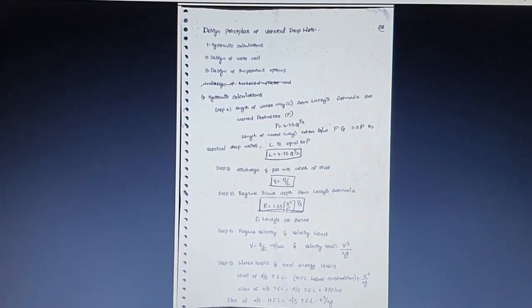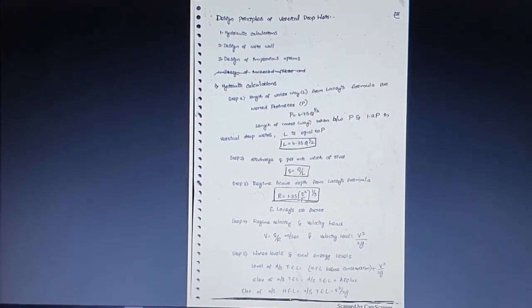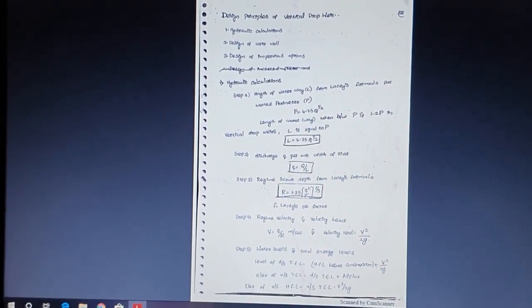Then the next important topic for your long answer is the design principles of a vertical drop weir. If you learn this topic, the design principles of a vertical drop weir, you will get short answers as well in your external exams. In that you have three things: one is the hydraulic calculation, the second is the design of the weir wall, and the third is the design of the impervious apron of your weir section.